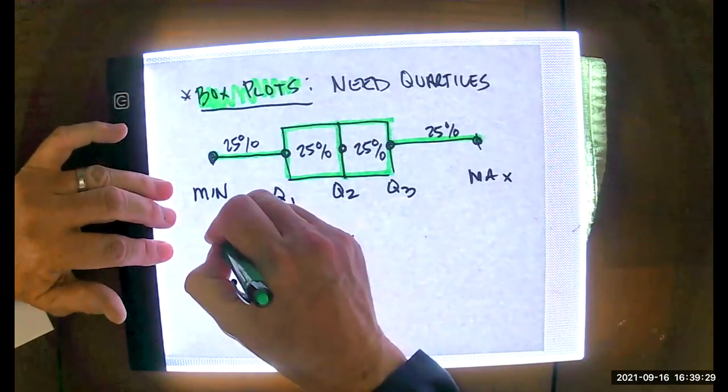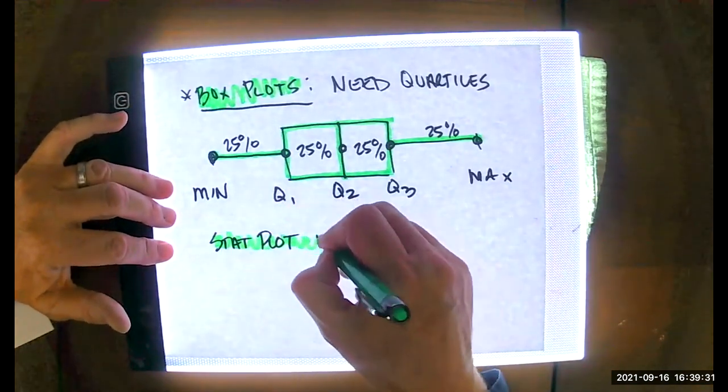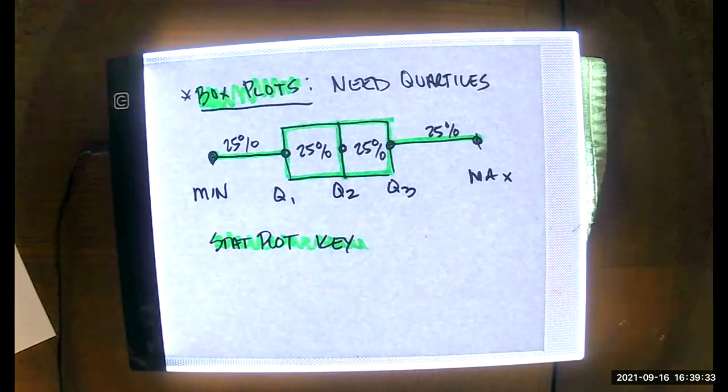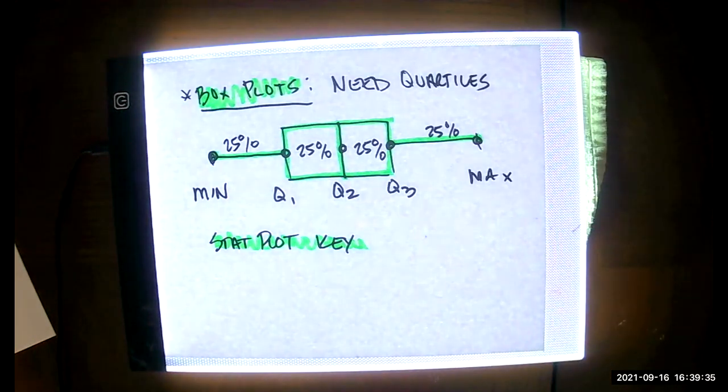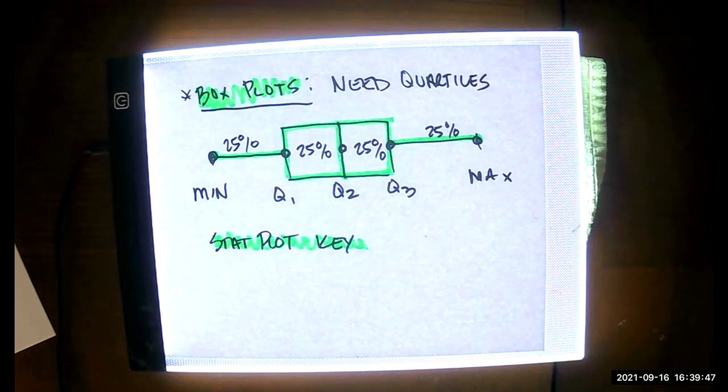And it's the stat plot key. And here again, do realize that I will be giving you a data set. I will show you a number of different TI-84 stat plot pictures, box plots, and you'll need to pick the correct one. So you'll have to be able to make your calculator do the box plots.